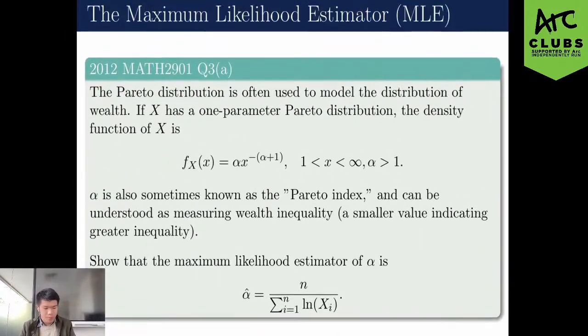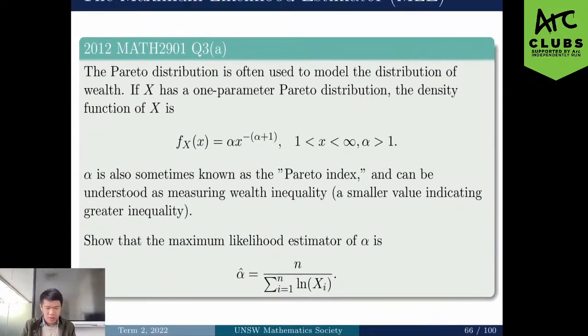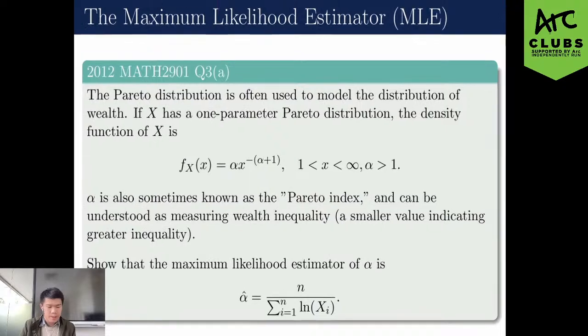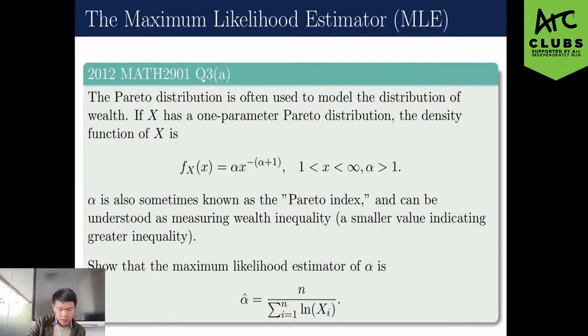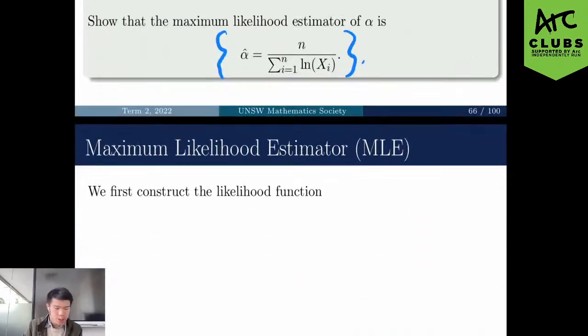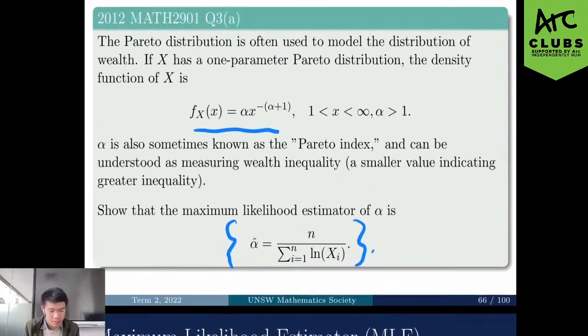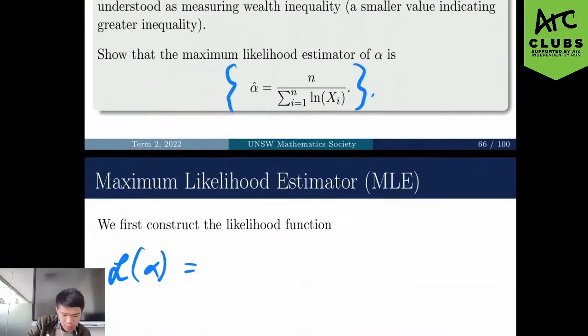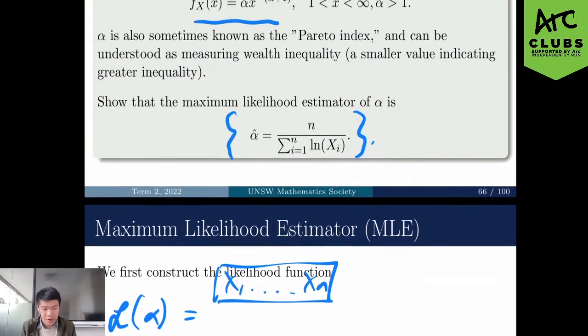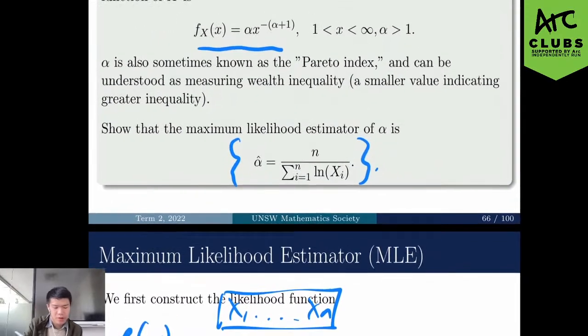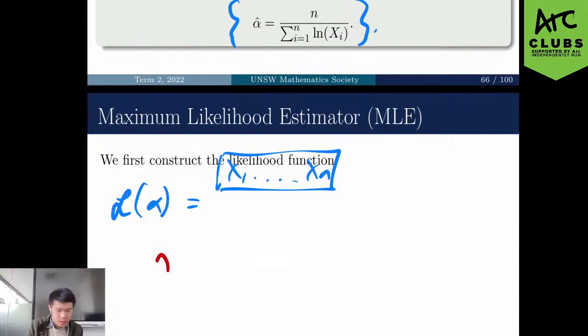All right, let's do an example. So the Pareto distribution. This is often used to model the distribution of wealth, and it has this density function. Let's find the MLE of it. Okay, so the first step of finding an MLE is always just to actually find the likelihood function. So let's construct the likelihood function L of alpha. Okay, so we've got observations x1 down to xn. And basically it's going to be the product of the PDFs at those values x in terms of alpha. Right, so the first one will be alpha times x1.